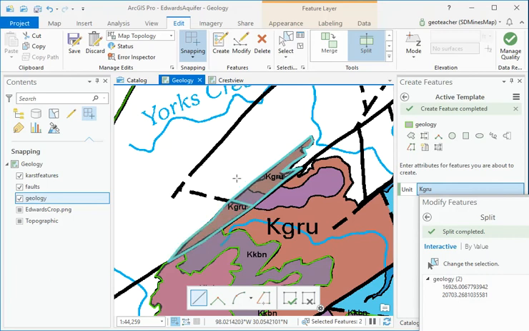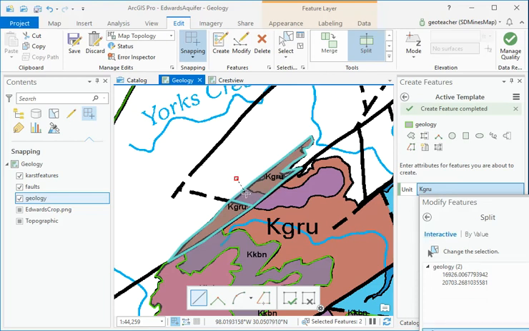Digitize across the still selected slice again, following the geological contact between the purple and brown units.